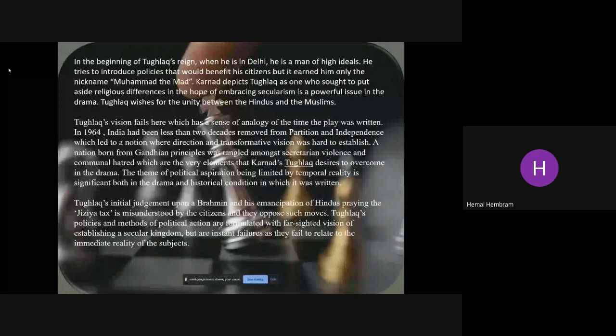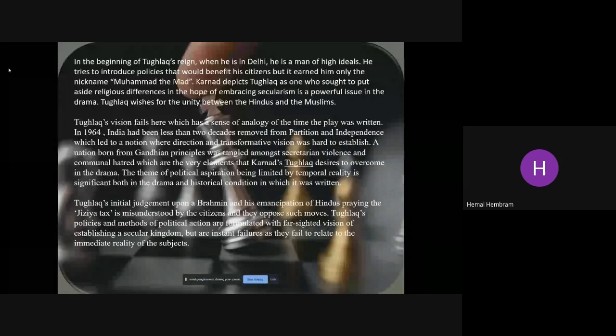Tughlaq's vision fails here, which has a sense of analogy with the time the play was written. In 1964, India had been less than two decades removed from partition and independence, which led to a notion where direction and transformative vision was hard to establish. A nation born from Gandhian principles was tangled in sectarian violence and communal hatred, which are the very elements that Karnad desires to overcome in the drama. The theme of political aspiration being limited by temporal reality is significant to the drama and the historical condition in which it was written.